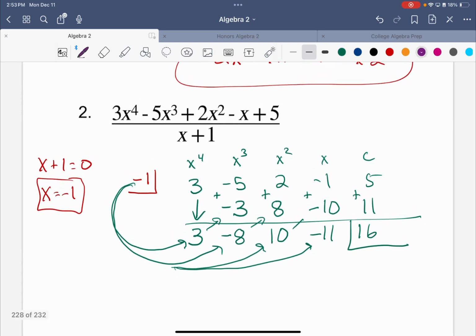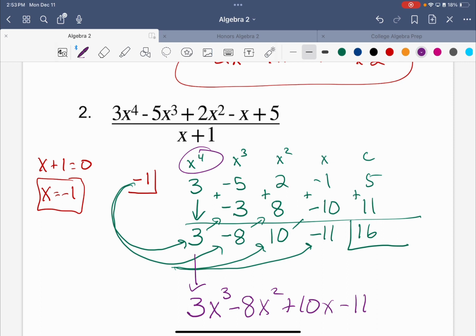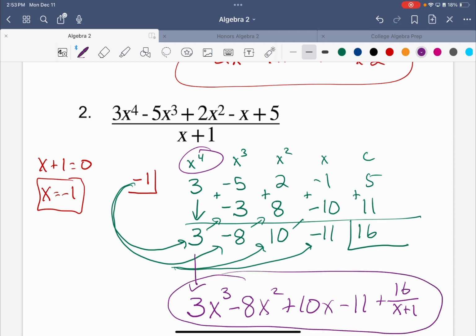So now we write out the solution. Let's bring that 3 down. We started with x to the 4th, so we're going 1 less. So that's 3x cubed minus 8x squared plus 10x minus 11 with a remainder of positive 16 over x plus 1. That's our solution to it.